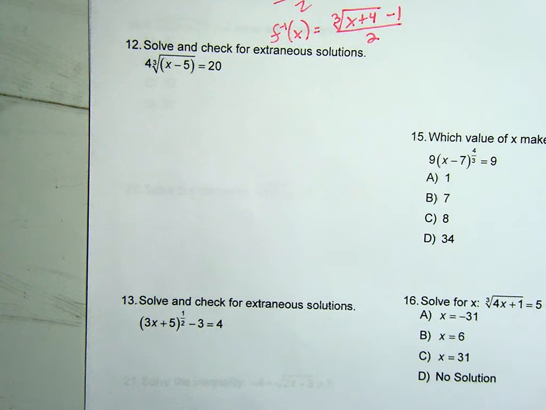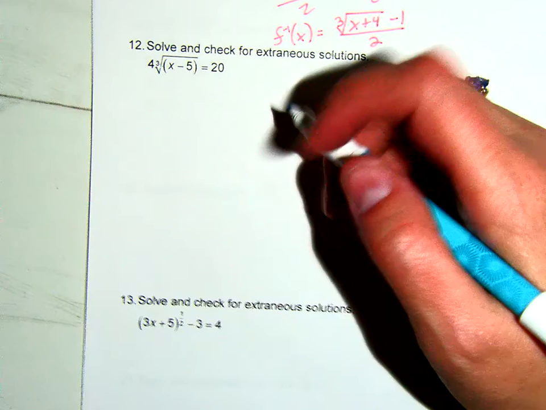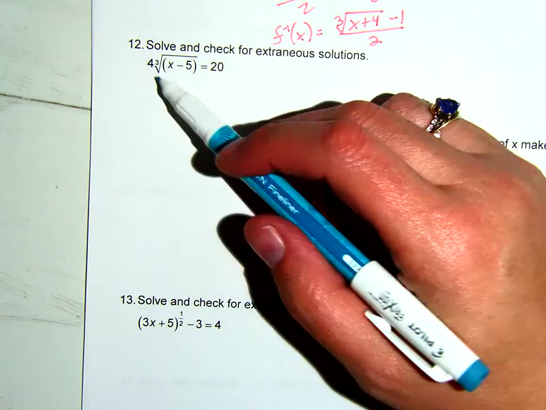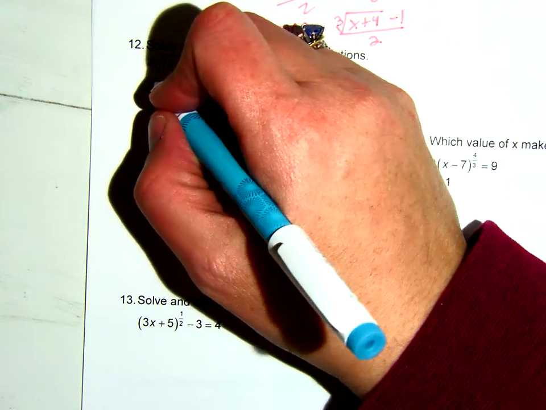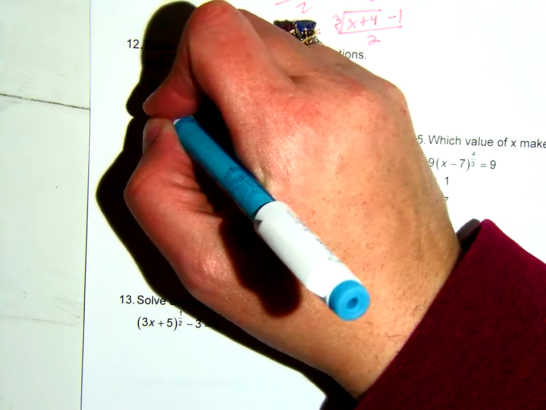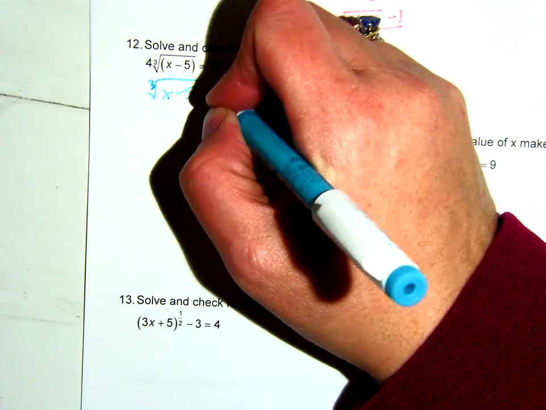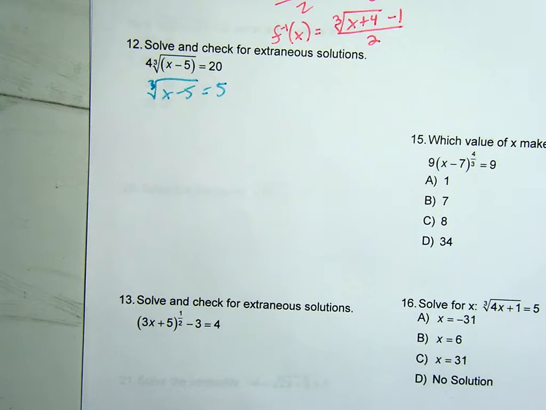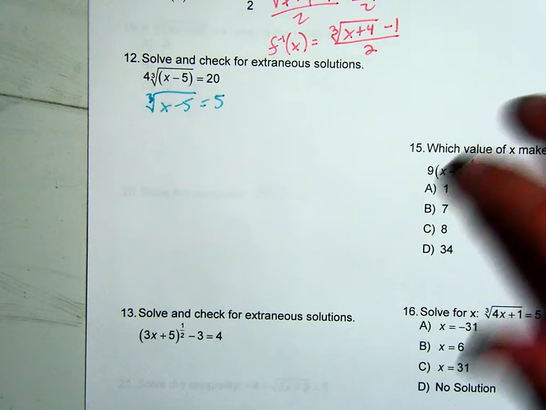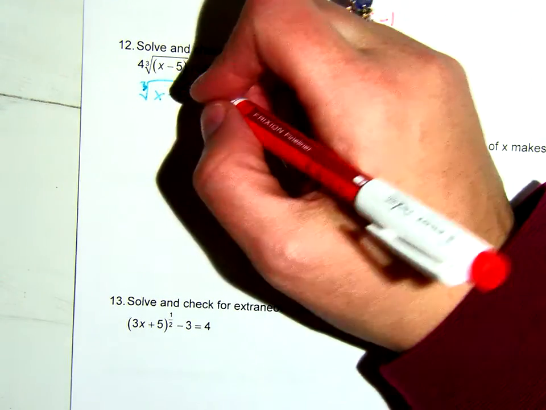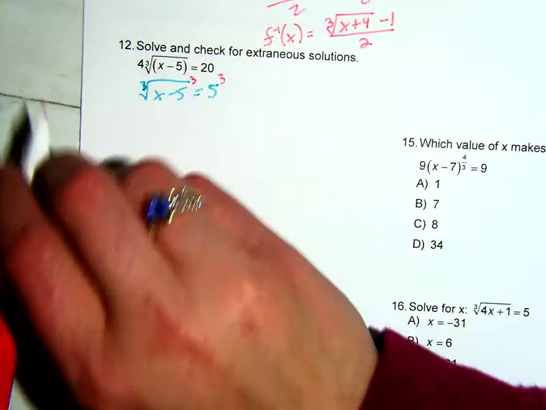To solve and check for extraneous solutions with radicals, first thing to do is get the radical by itself. So we're going to divide by 4. So we get the cube root of x minus 5 equals 5. We now need to get rid of the cube root. In order to get rid of the cube root, we are going to cube both sides.